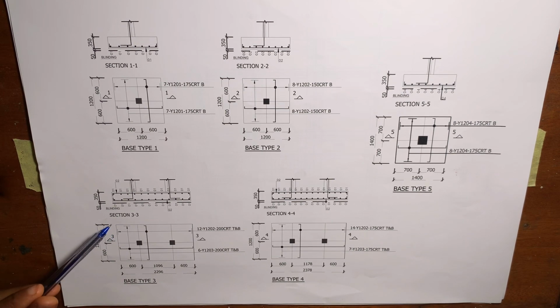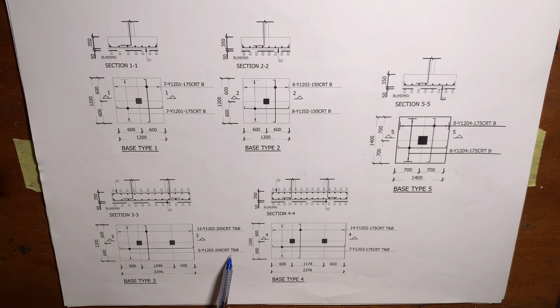So if we minus 50 mm from this side and from this side, that's 50 mm times 2, that would be 100 mm. So when we minus 100 from 1200, we're going to be having 1100. Now you divide that dimension by the center to center spacing. So 1100 divided by 200 center to center spacing that they're giving us there is going to give us 5.5. So 5.5 approximately is 6 in number. So now you can see how they got this 6 number of reinforcement for the base type 3.